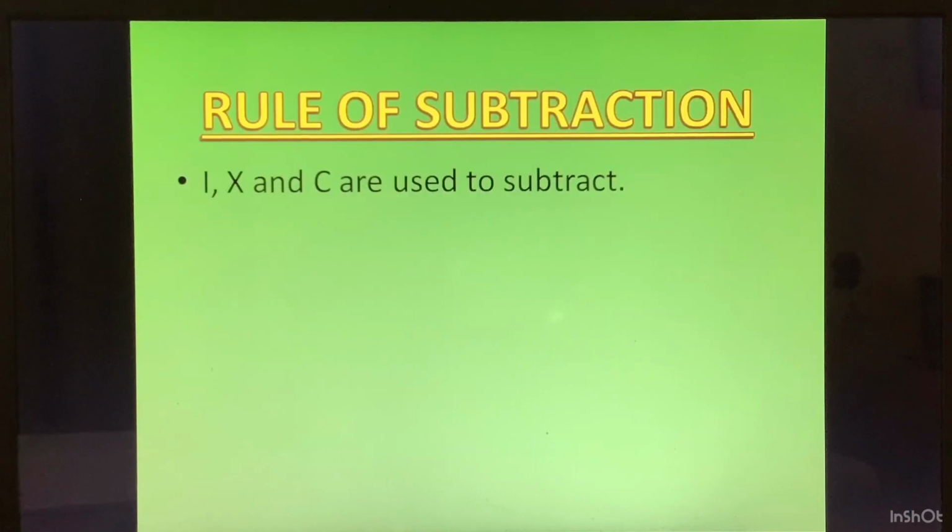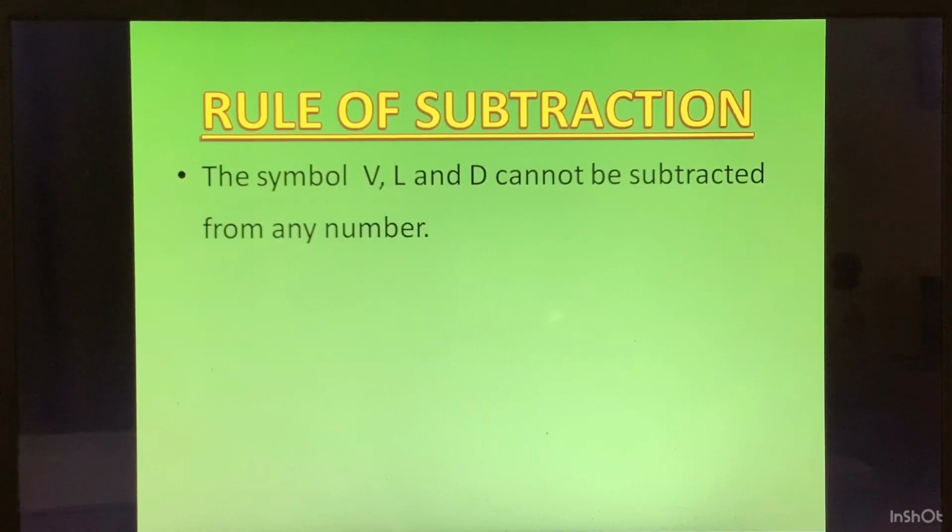I, X and C can be used to subtract. Rule of subtraction: the symbols V, L and D cannot be subtracted from any number. Let us take an example, 45. Now 45, you cannot write it as 50 minus 5. That is VL, it will be incorrect.